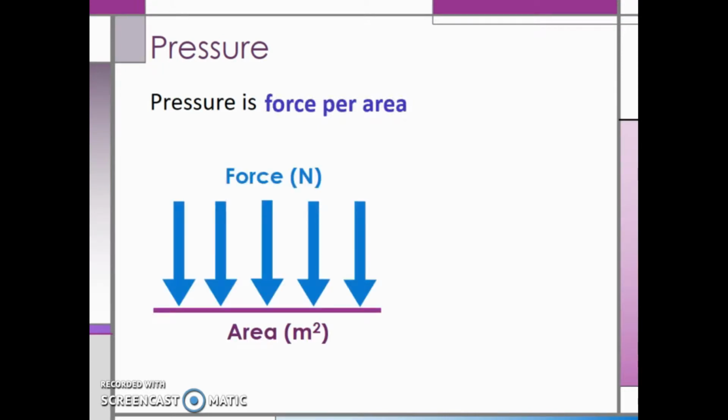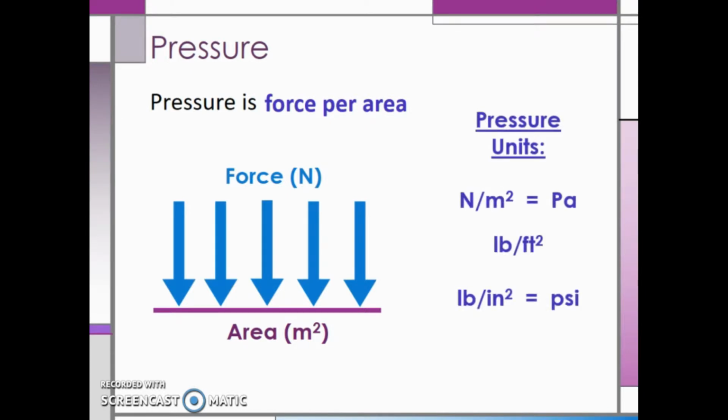Some units for pressure are newtons per meter squared, which is the same thing as a Pascal or capital PA in the metric system. Pressure can also be measured in pounds per square foot, which isn't very common, or it can be measured in pounds per square inch or PSI in the English system.